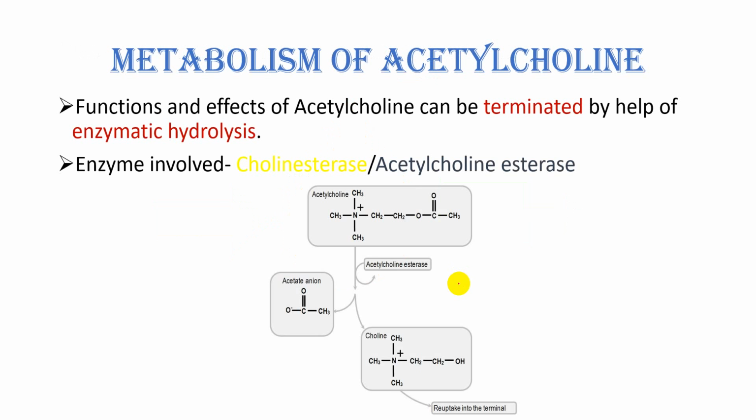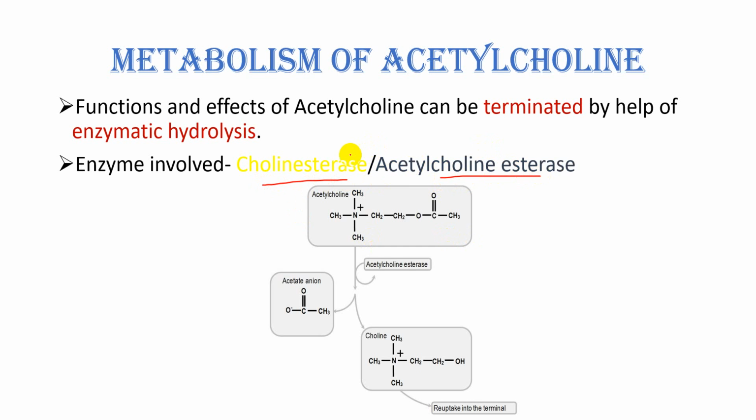Next is metabolism of acetylcholine. The functions and effects of acetylcholine can be stopped or inhibited by enzymatic hydrolysis. Which enzyme does this? The enzyme is known as cholinesterase or acetylcholine esterase.